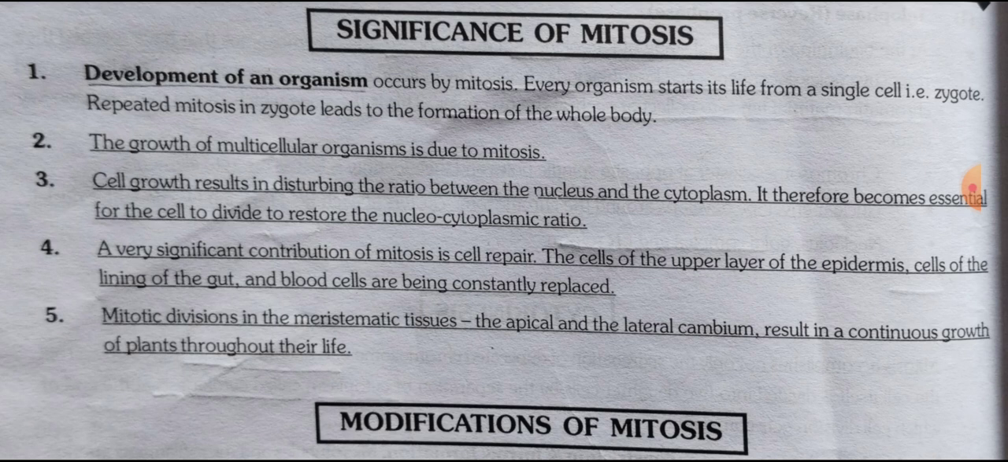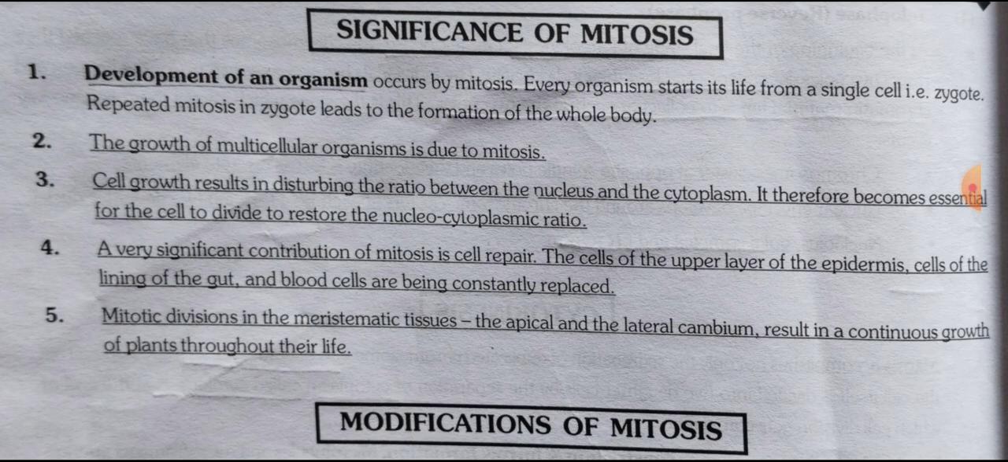Significance of mitosis. Number one, development of an organism occurs by mitosis. Every organism starts its life from a single cell, for example, the zygote. Repeated mitosis in the zygote leads to the formation of the whole body. Number two, the growth of multicellular organisms is due to mitosis. Number three, cell growth results in disturbing the ratio between the nucleus and the cytoplasm. It therefore becomes essential for the cell to divide to restore the nucleocytoplasmic ratio.